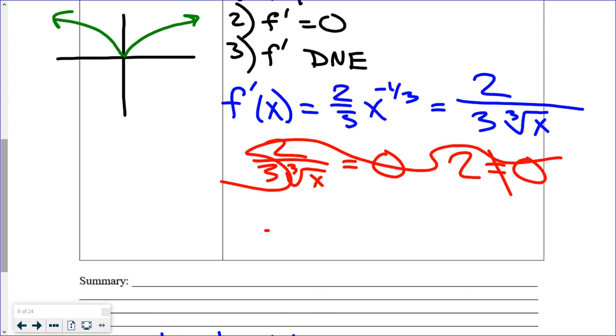Are there any x values which would give us a place where the derivative does not exist? At x equals 0. If you plugged in 0 for x, you have 2 times 0 in your denominator. If your denominator zeroes out, you have a place where it's undefined. So this happens when x equals 0.